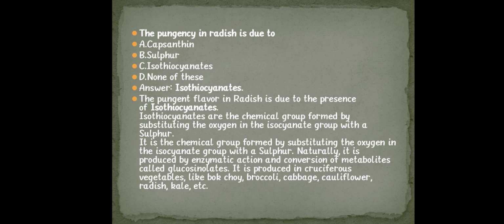What is this isothiocyanate? It's a chemical group formed by substituting the oxygen in the isocyanate group with sulfur. Naturally it is produced by enzymatic action, through the conversion of metabolites which we call glucosinolates. It is produced in cruciferous vegetables like broccoli, cabbage, cauliflower, radish, etc. So here the isothiocyanates give the pungency in the radish.